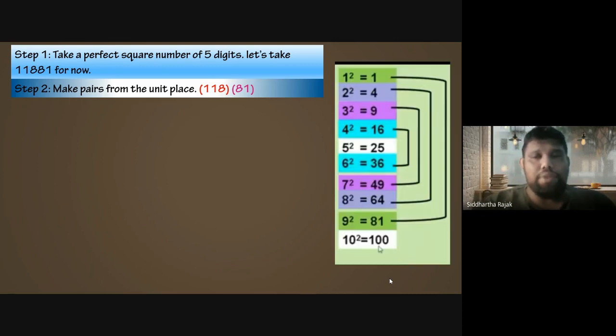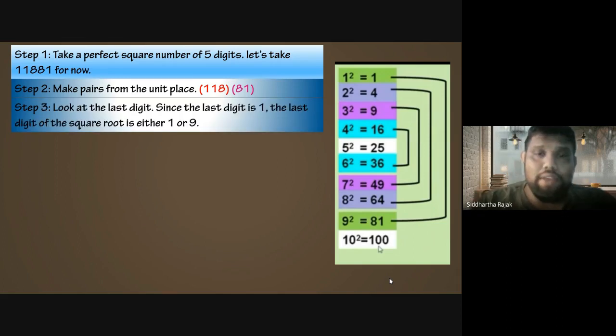While doing so, you look at this table again. When you square 1, you get 1, and when you square 9, you get 81, which ends with 1. So I'm pretty sure the last digit is either going to be 1 or 9, right? This is something we already know from the previous concept as well. So the last digit is either going to be 1 or 9. To find out the first digits of the square root, we use the same technique that we used.